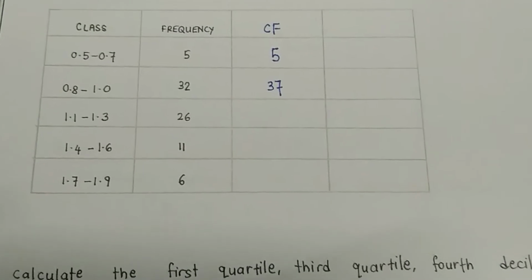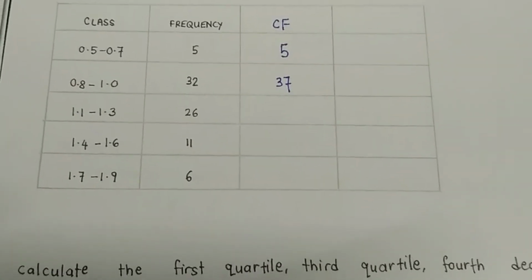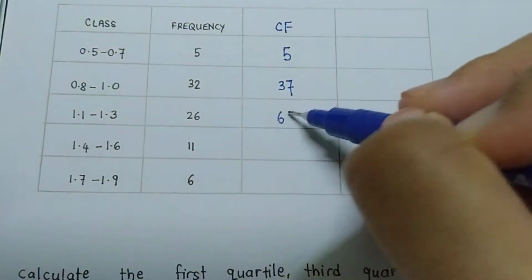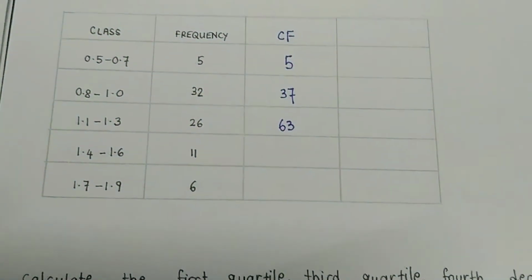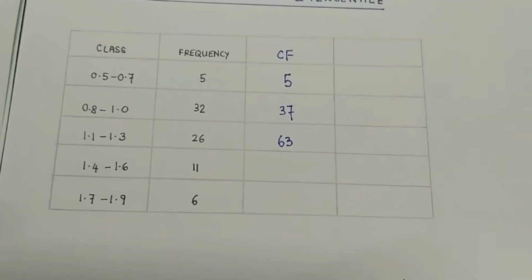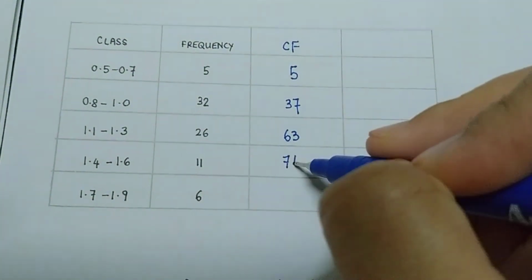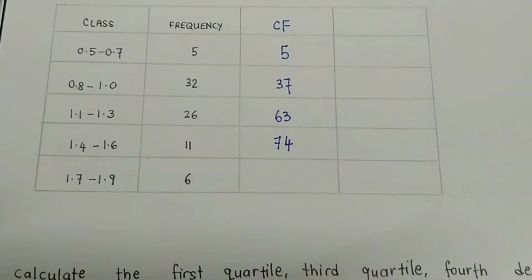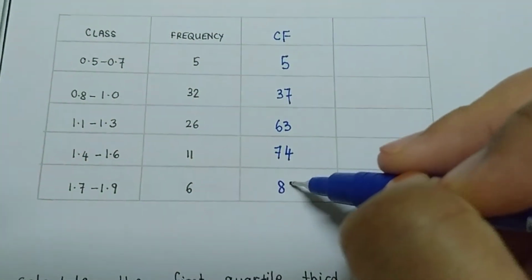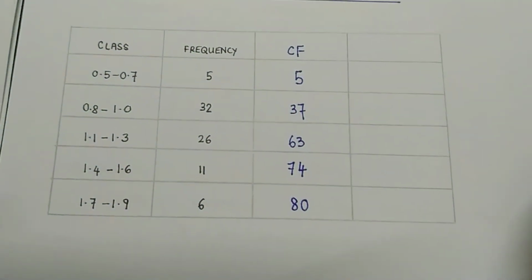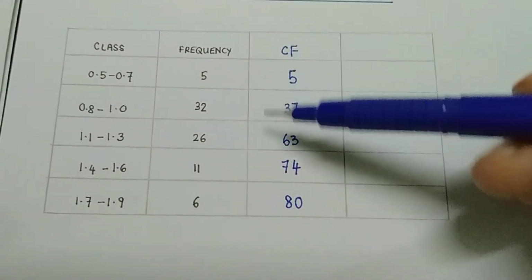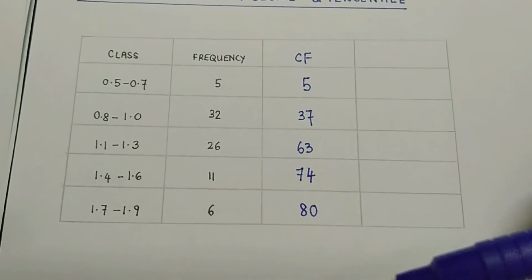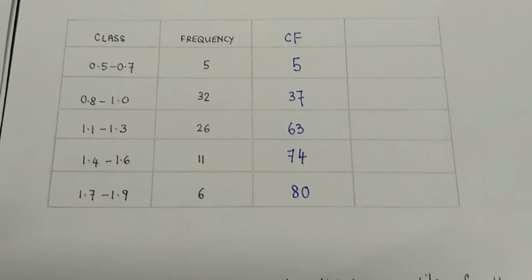Okay, and then 37 plus 26 is 63. And then 63 plus 11, 74. And for the last class, 74 plus 6 is equal to 80. Okay, so this is the column for CF, cumulative frequency.